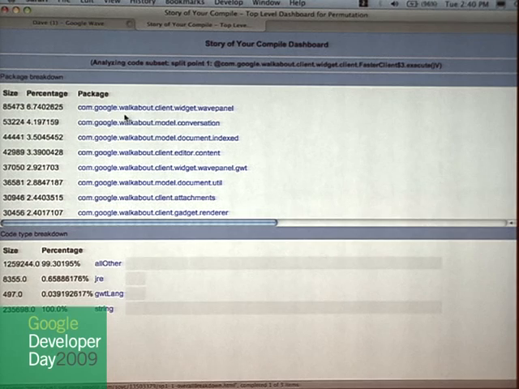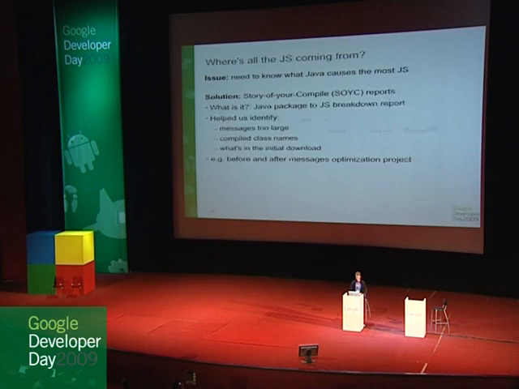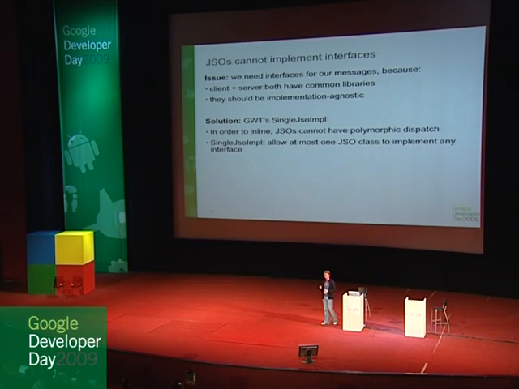You can inspect these different points and see where all the code is going. You can see how much JavaScript it is compiling to. For example, the wave panel here is contributing about 85 kilobytes of JavaScript. So you can use all these reports to see why your application is getting big. And using those reports, we were able to identify that our message classes were contributing a lot of code size. They weren't complex, it was just lots and lots of boilerplate code. And using the Story of Your Compile reports, we managed to halve the size of the initial download by optimizing these message classes.